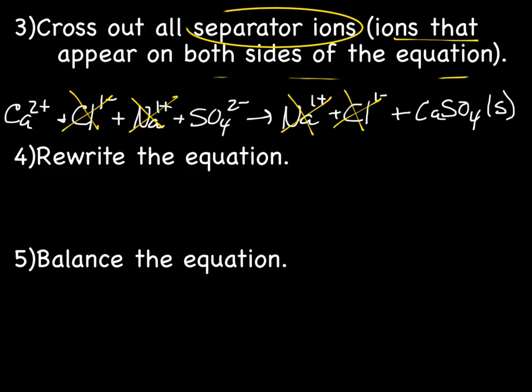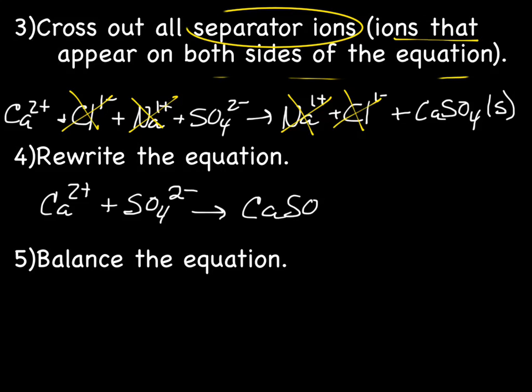Okay, now we're going to rewrite the equation with the stuff that has not been crossed out. So we have Ca2+ plus SO4 2- produces CaSO4 solid. And the last step is to balance the equation, and it's already balanced. That's how you write net ionic equations.